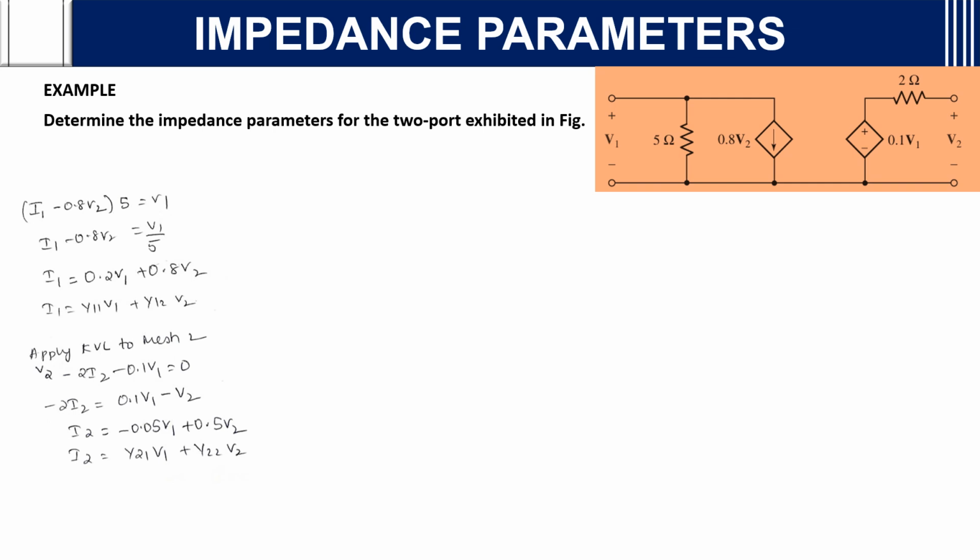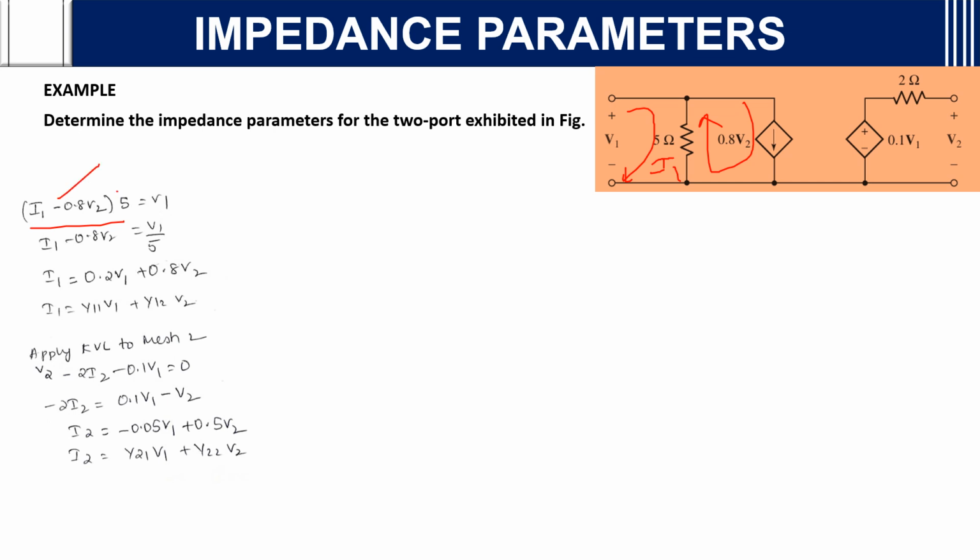You can write the voltage across this, no? V1 is equal to what? If you consider I1 flowing here, then the current already flowing is in this way. So what does it mean? I1 minus the current flowing into this, which is minus 0.8 V2. Why? Because it is flowing in the opposite direction through 5 ohms. I1 minus 0.8 V2, into 5.